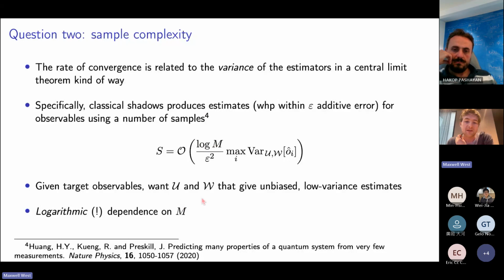But the potential problem is that this variance term is not innocuous. So this by itself can easily be, say if you have an n qubit system, these variances can be exponential in the number of qubits. And then the fact that you've done all this cleverness and made the dependence on M only logarithmic is not really worth much if this term turns out to be exponential, and you're kind of back where you started.